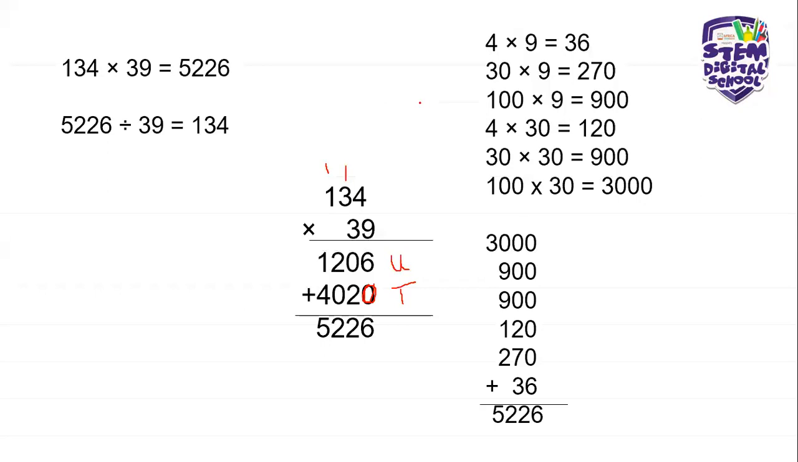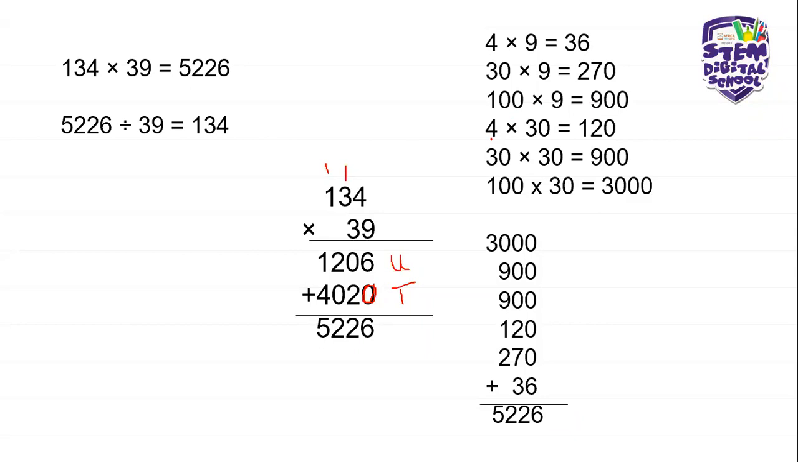All right, go on. With the second method, I broke each digit down into its values. So the first thing I did was use the first digit of the multiplier, just like I did with the first method. So I said 4 times 9, which is equal to 36. Then I said 30 times 9, which is equal to 270. Then I said 100 times 9, which is equal to 900.